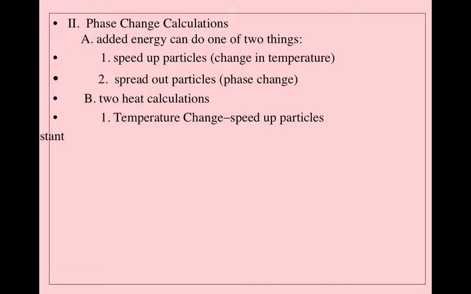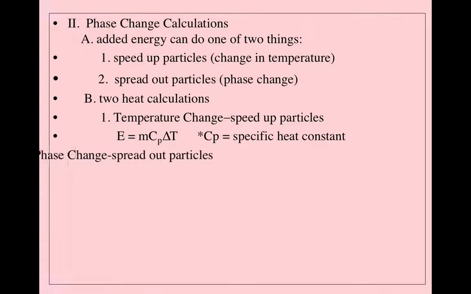If we have a temperature change or speeding up particles, we're going to use this equation here, and it's E equals mc delta T. Sometimes people drop off that little subscript P, but C subscript P is just one variable, and it means the specific heat constant. The M stands for mass, and the delta T stands for change in temperature. E also stands for energy. And this is a good time to just mention that you should be taking some notes in your student notebooks while going through and listening to this video. So you'll want to record this stuff into your notebooks.